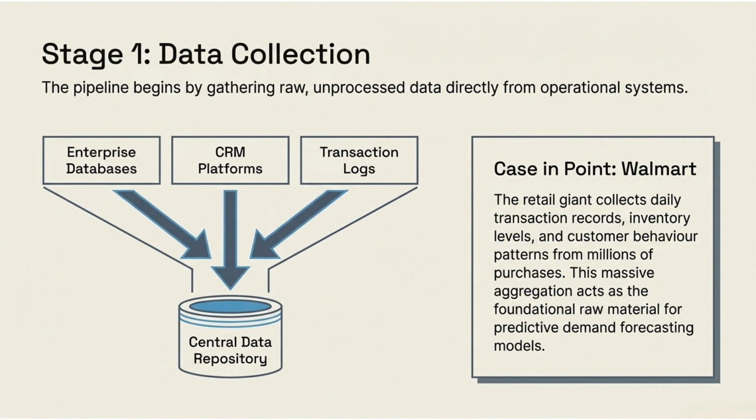The first stage in the pipeline is data collection. Data is collected from multiple sources such as enterprise databases, CRM systems, and transaction logs. All this information is usually stored in a central data repository. For example, companies like Walmart collect large volumes of transaction data, inventory data, and customer behavior data every day. This massive data set becomes the foundation for building predictive models such as demand forecasting systems.